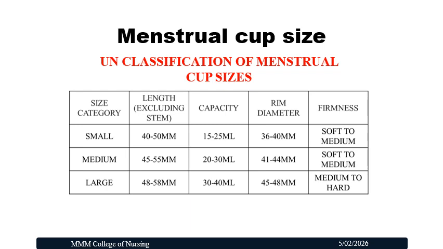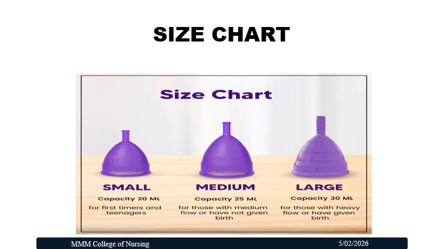The third category is large. The length is 48 to 58 mm. Capacity is 30 to 40 ml. Rim diameter is 45 to 48 mm. Firmness is medium to hard. So there are three sizes of menstrual cup available. This is a size chart and the image of the menstrual cup.